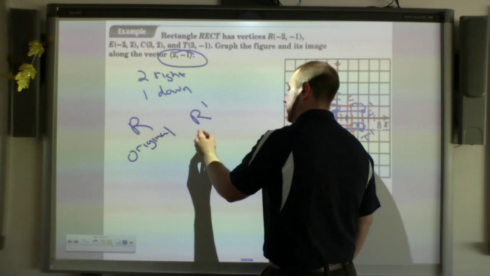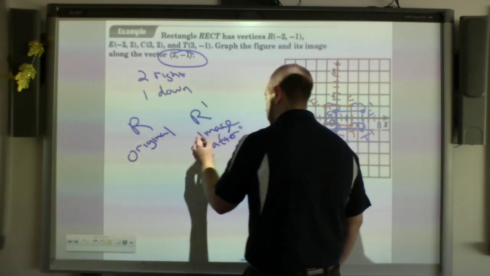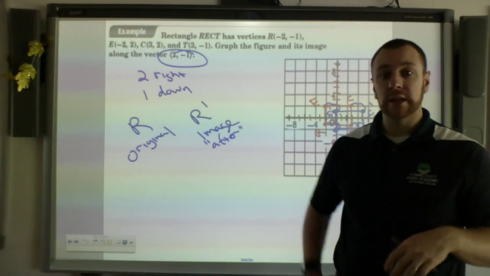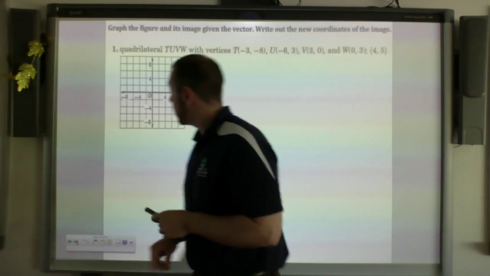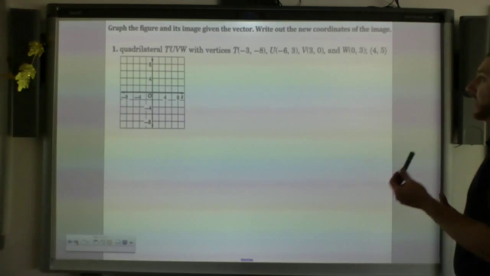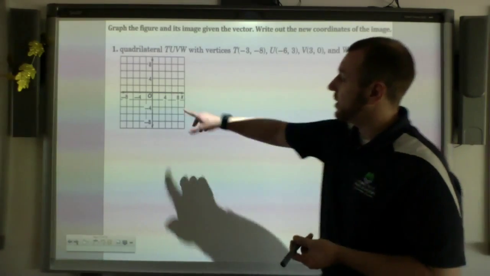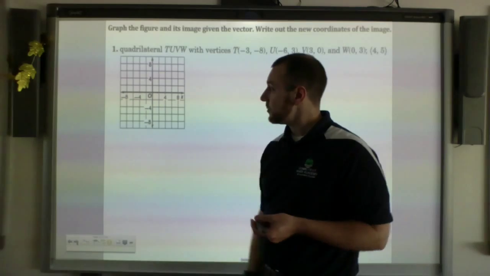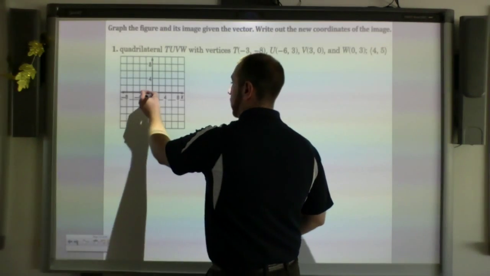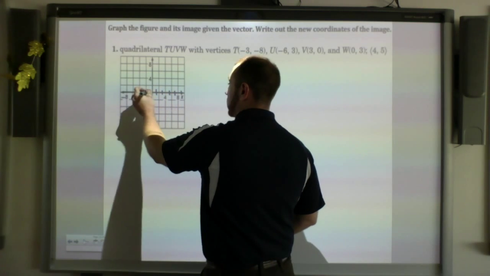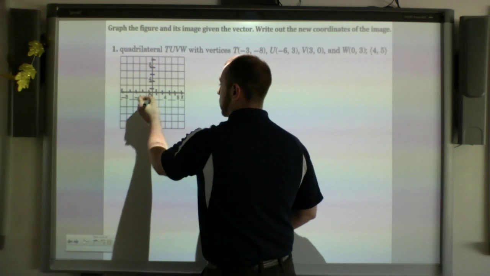R' is the image, the after, as you might see. Okay, it's the after. Now, I can do this in a variety of ways. For this question, again, it's the same process with the tick marks in the middle, because each one of these is 2 units. So you might want to add those in so it's easier counting.